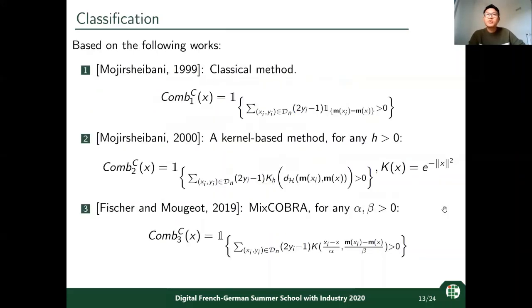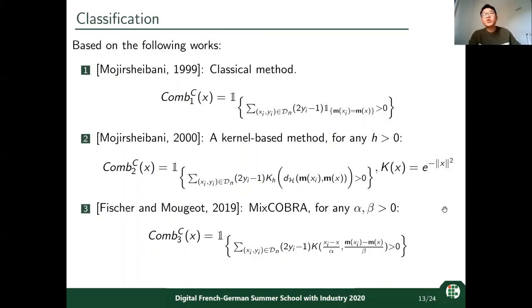This idea was proposed by Mojirsheibani in 1999, and there is a really nice theory about it. Later he also proposed an exponential kernel-based method, to take into account also those data points whose predictions do not completely agree with the prediction of X, but agree at some level. And the last one is the method taking into account also the input part. We do not compare only the prediction part, but also the input part. It is called MixCobra, introduced by two of my supervisors, Aurélie Fischer and Mathilde Mougeot.